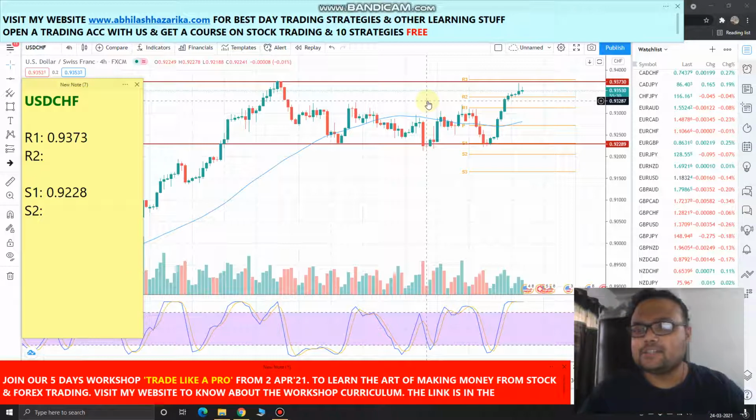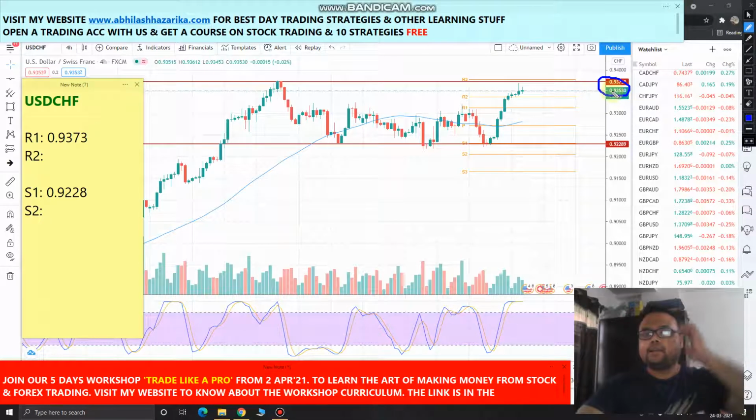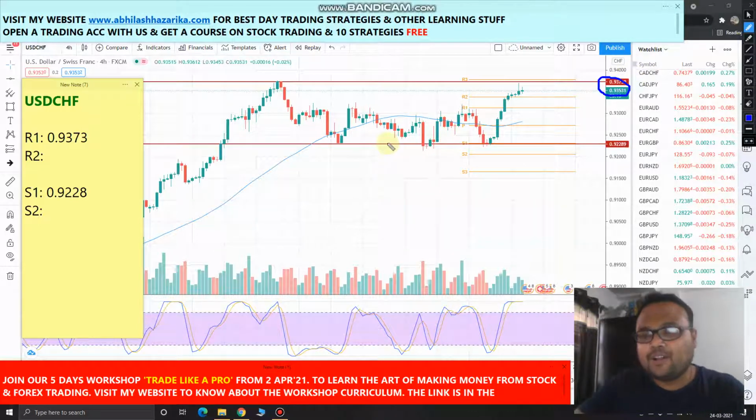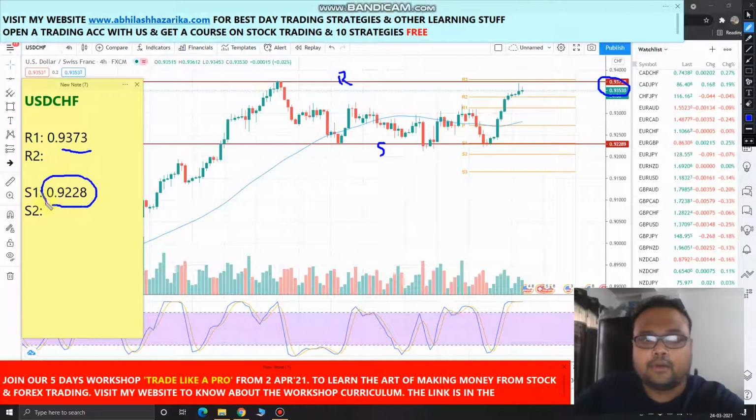Okay, so let's jump to the chart then. We can see that the current market price, or the CMP, is 0.9353. This is the current market price, and we all know that officially the party is over, no more uptrend, and right now the market is in range. You can see I have also drawn two lines here. This is the resistance and this is the support. As the market is in a range right now, these two levels are pretty important. Resistance is 0.9373 and support is at 0.9228.